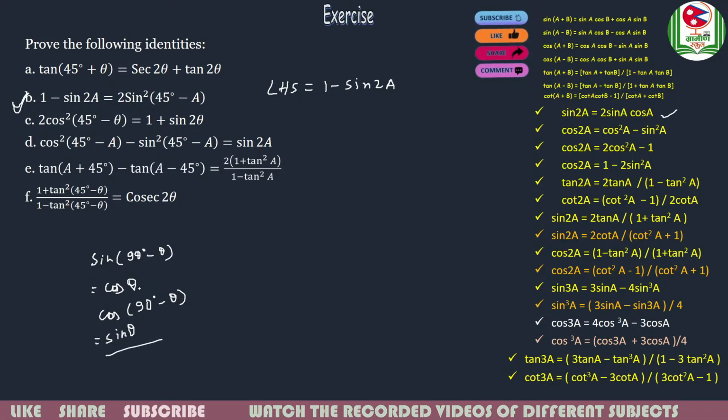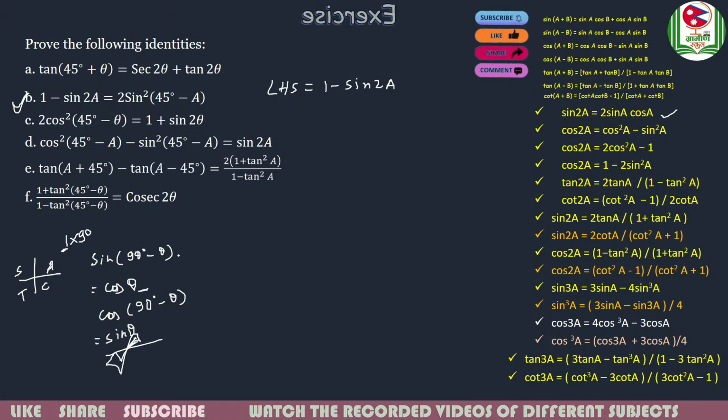We all know why, because this one is 90 degree, and using the CAST rule, 90 minus theta falls in the first quadrant and all are positive, so the sign is positive. The rotation is 1 into 90, as it is here 1, so sin changes into cos of theta. So sin 90 minus theta is cos theta. Similarly, cos 90 minus theta is sin theta.